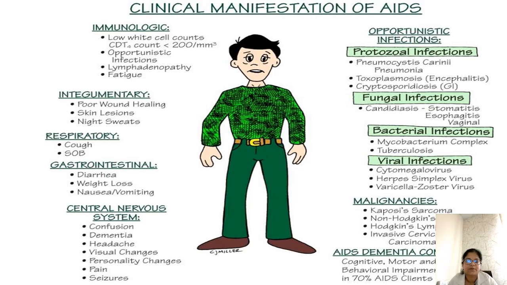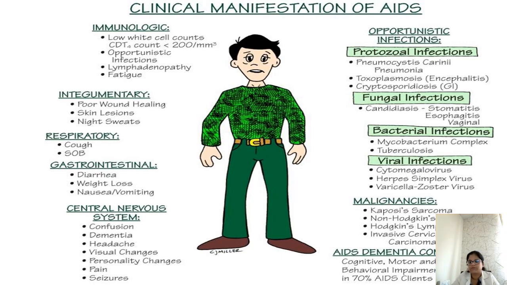Central nervous system symptoms will be confusion, dementia, headache, visual changes, personality changes, pain and seizures also. Opportunistic infections like protozoal, fungal, bacterial and viral. Protozoal is toxoplasmosis, cryptosporidiosis and so on, and fungal infections like candidiasis, like stomatitis, esophagitis and vaginitis, whereas bacterial infections are mycobacterial infections, tuberculosis and MAC complex. Viral infections: cytomegalovirus, herpes simplex and varicella zoster virus. Malignancies could be NHL, that is non-Hodgkin's lymphoma, Kaposi sarcoma, Hodgkin's lymphoma, and invasive cervical carcinomas.